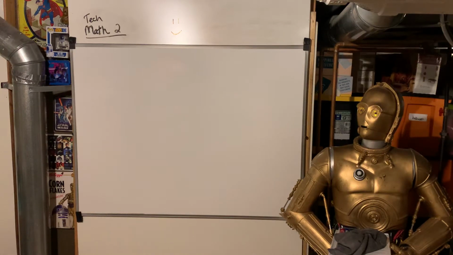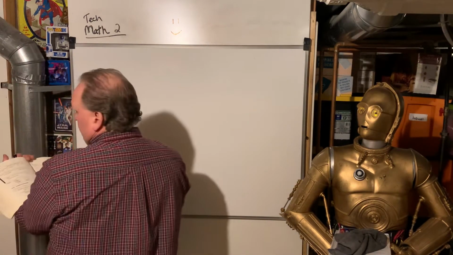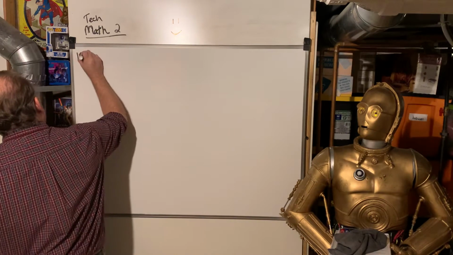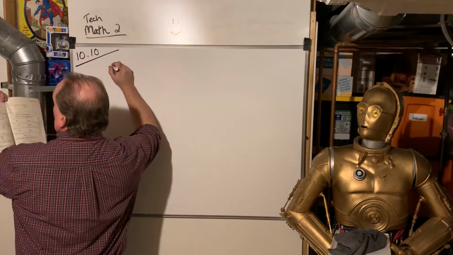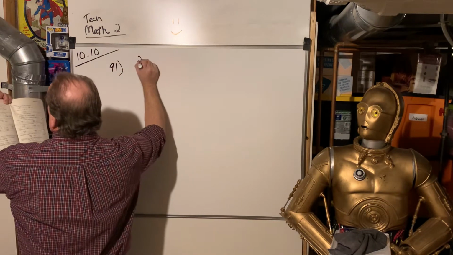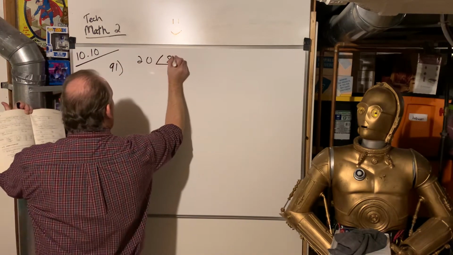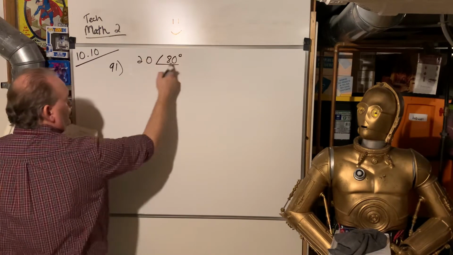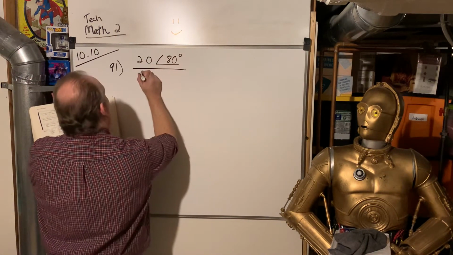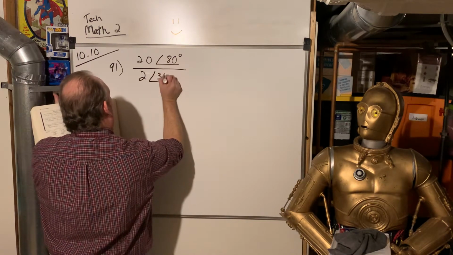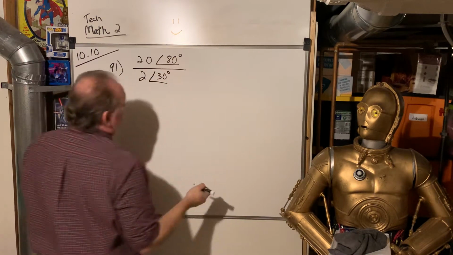Okay, we're back. This is Techmath2. We are looking at 10.10, and we're looking at number 91. 20, R is 20. The angle is 80 degrees for polar coordinates. 2, 30 degrees. And they want us to divide.